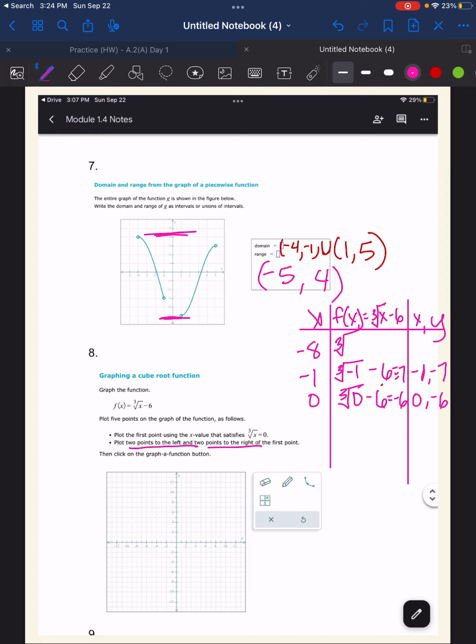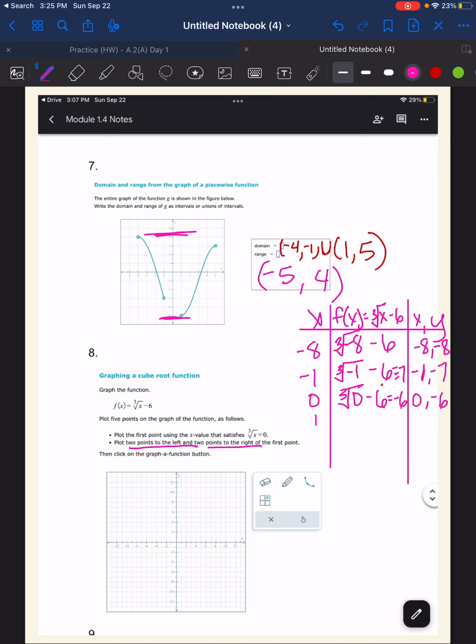What times what is going to get you negative 8? Negative 2. Negative 2 times negative 2 is positive 4. Positive 4 times negative 2 is negative 8. So my answer is negative 2. But then we got to subtract the 6. Negative 2 minus 6 is negative 8. I know that can be a little tricky, so pause the video so you can come back to it.